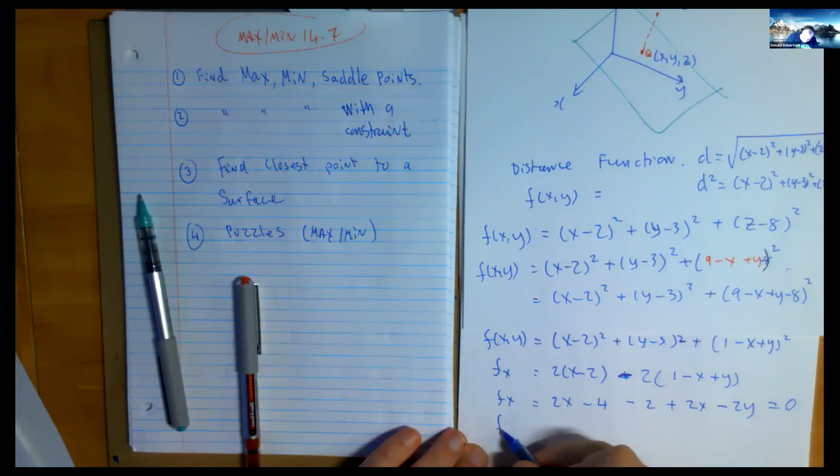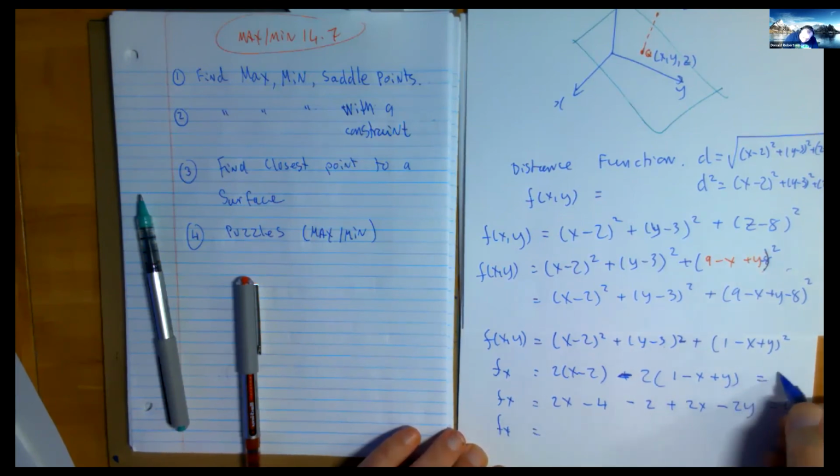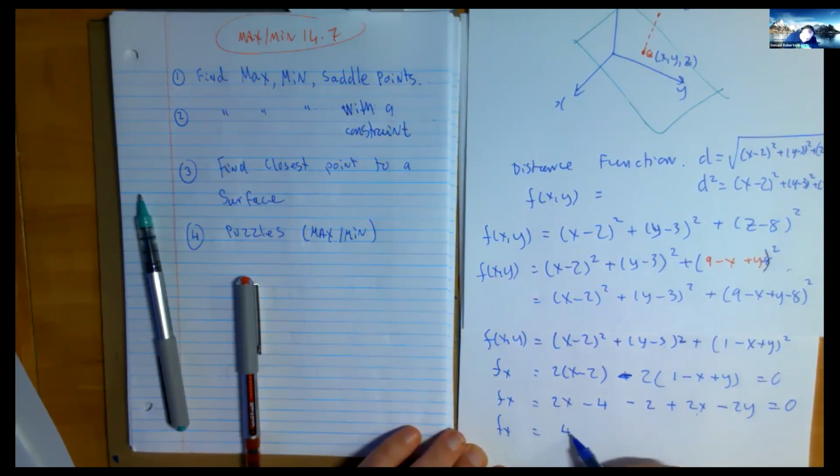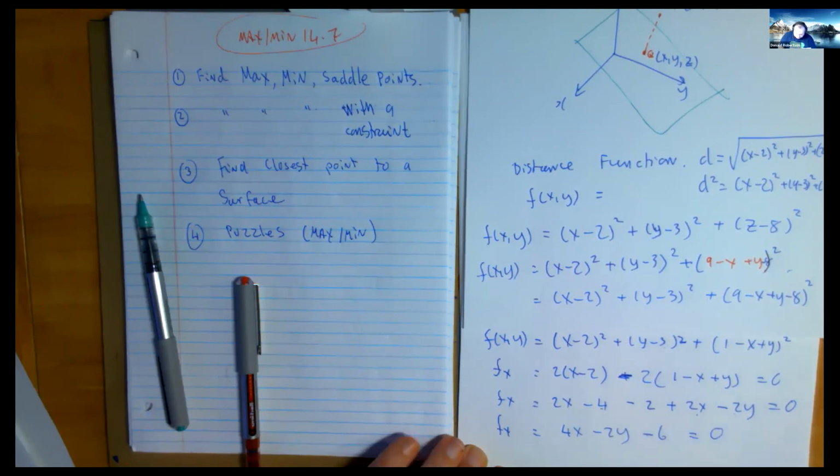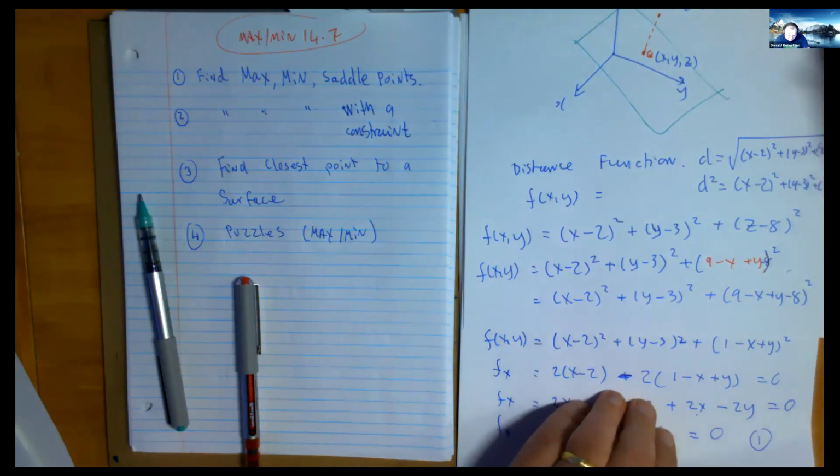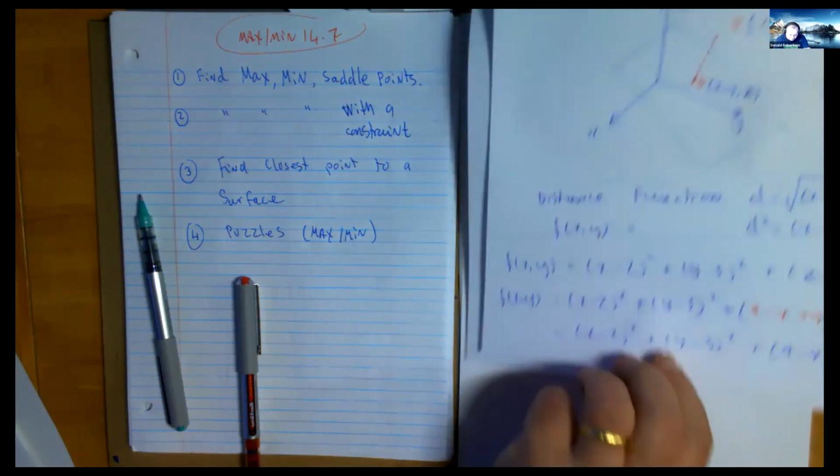And what does that look like then? Well, that and that gets you 4x, take away 2y, I think it's -6. Call that equation 1. I'm going fast, so that means I'm going to make more mistakes, but it's looked good so far. Let's hide that for a minute. Do the other one.